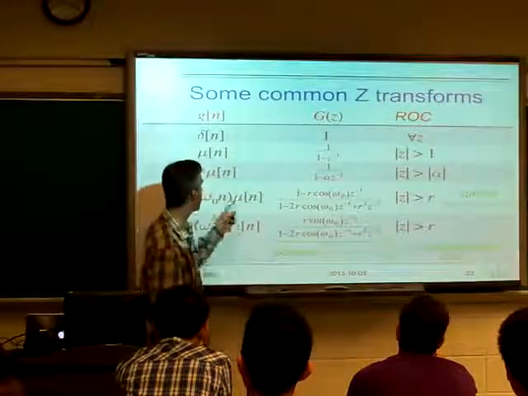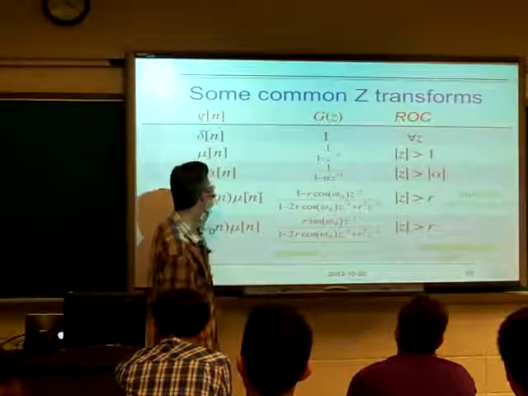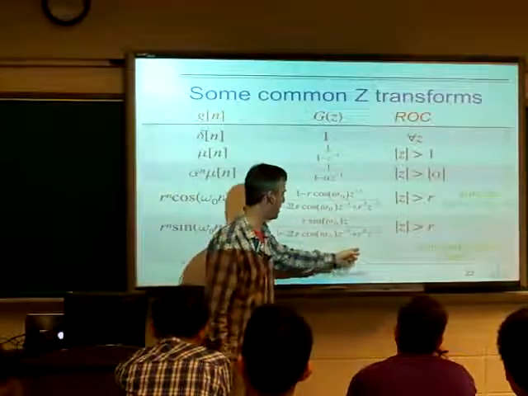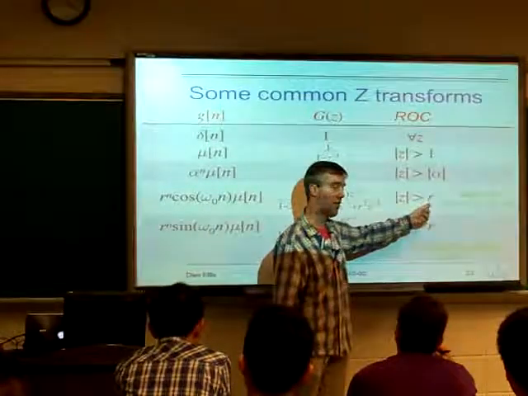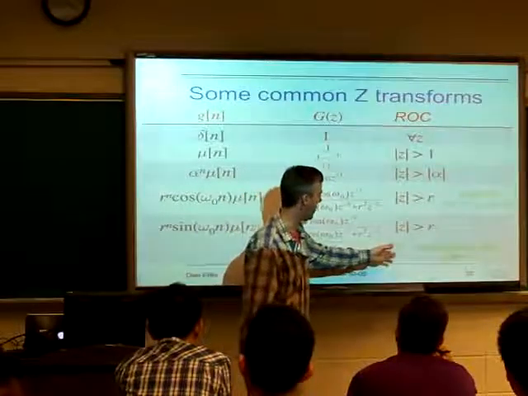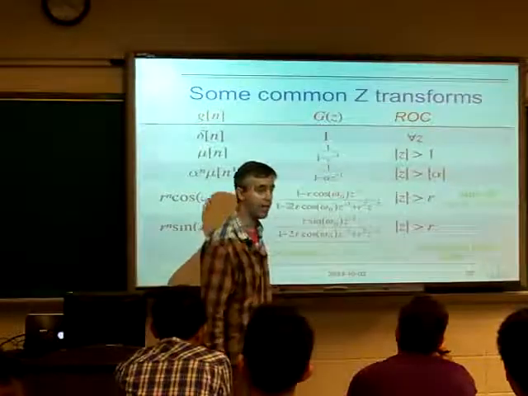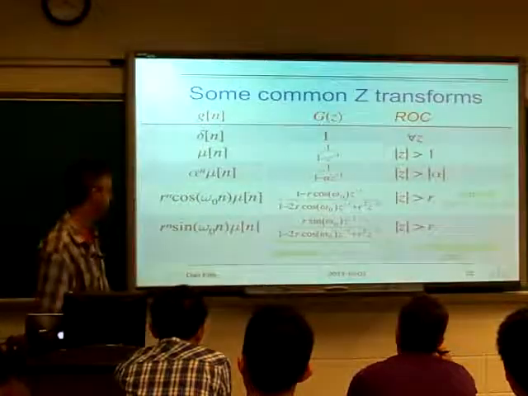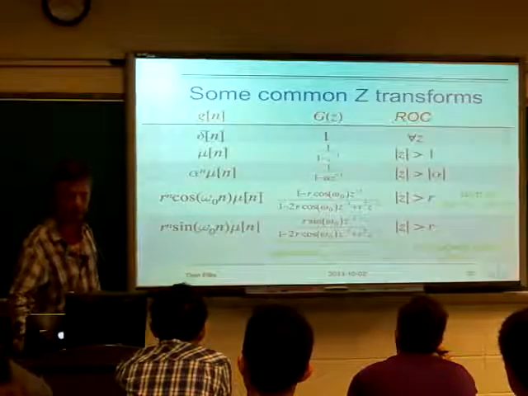Because we built these out of these two alpha to the n's, with alpha equal to this, the region of convergence is z larger than the magnitude of alpha, which in this case is r. And so we have these poles, and the region of convergence is everything outside of the radius of the poles. Again, we'll come back to that. We'll see more of that.